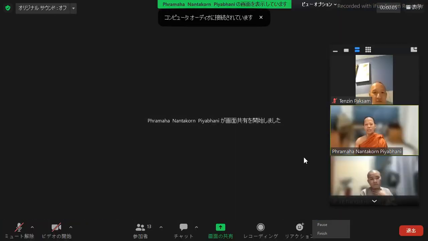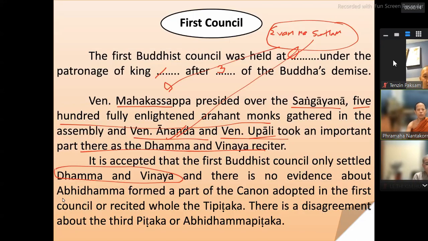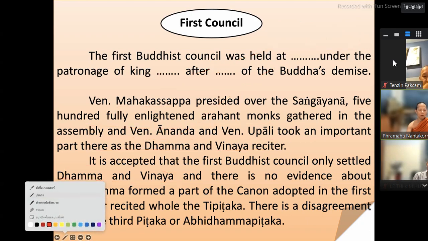Council only settled the Dhamma and Vinaya. The evidence shows there was no Abhidhamma during the first Buddhist Council. There is no Abhidhamma, only the Dhamma and Vinaya. So during the first Buddhist Council, only the Dhamma and Vinaya were used, no Abhidhamma. Okay, I go fast.